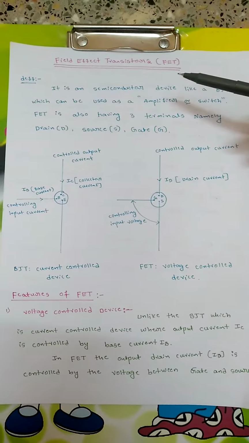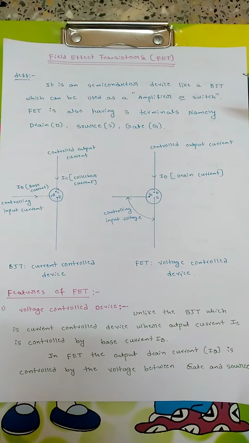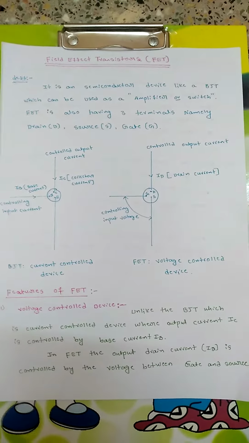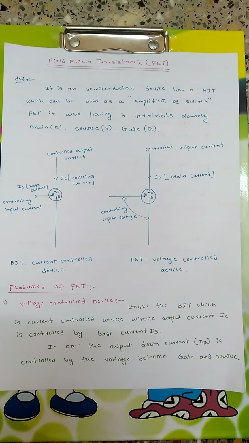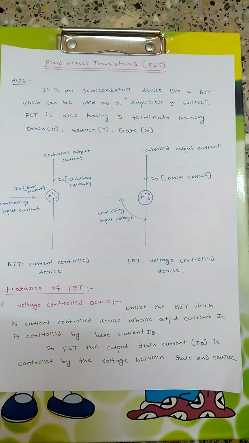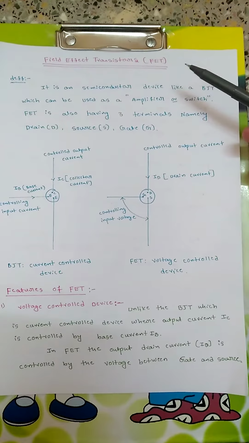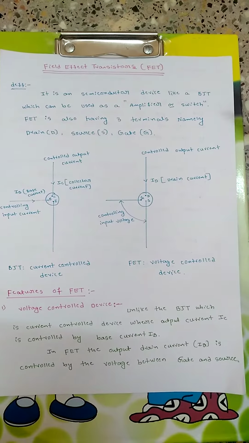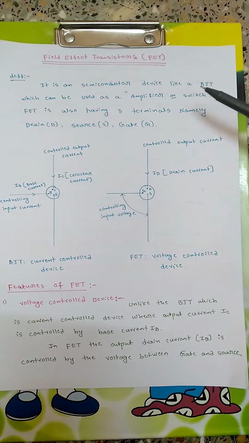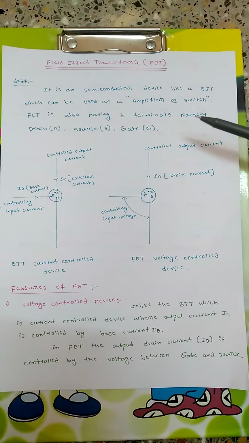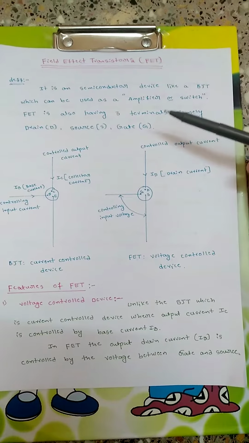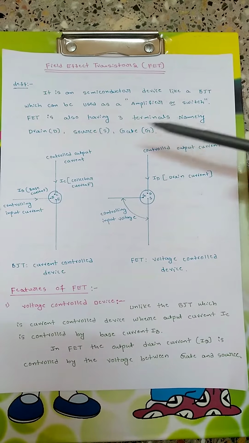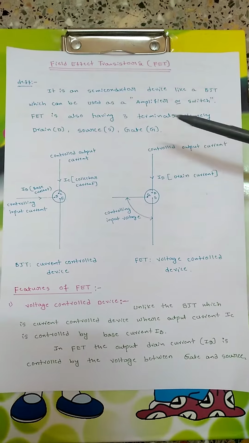Okay, so first coming to the definition, it is a semiconductor device like a BJT which can be used as an amplifier or switch. FET also has three terminals, namely drain, source and gate. So the definition says that field effect transistor is also a semiconductor device which is similar to the BJT. It can be used either as an amplifier or as a switch. In case of BJT we have emitter, collector and base. In case of FET we have drain, source and gate.